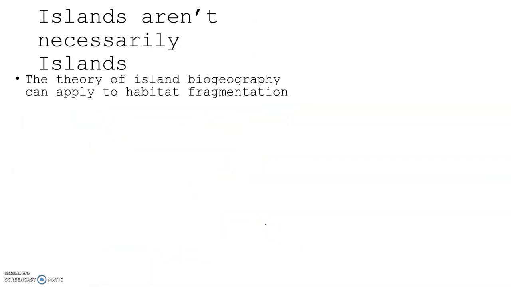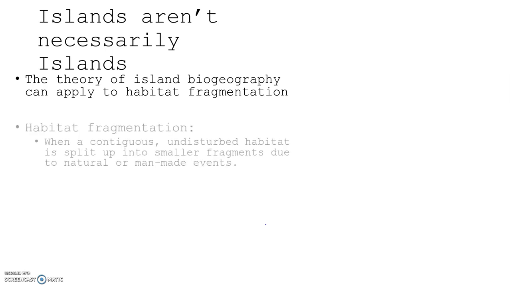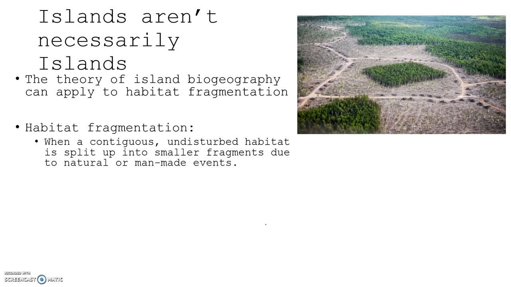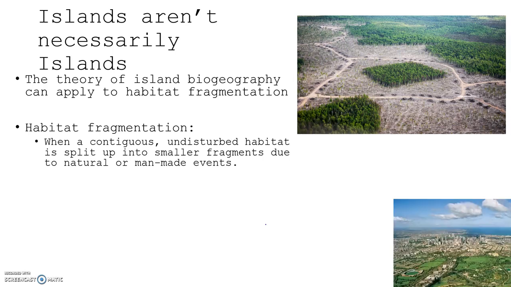Islands aren't necessarily islands. Gosh, what does that mean? This theory of island biogeography can also apply to habitat fragmentation. And that's really important in what's happening to the Earth today. Take a look at that. We've clear-cut that forest and left that one patch in the middle. That's an island in some senses. When a continuous undisturbed habitat is split up into smaller fragments due to natural or man-made events, that's habitat fragmentation.